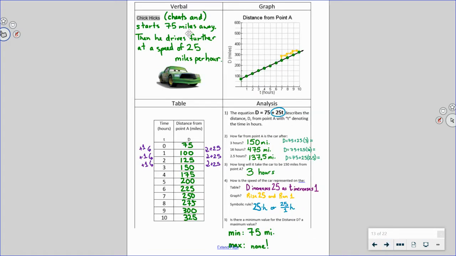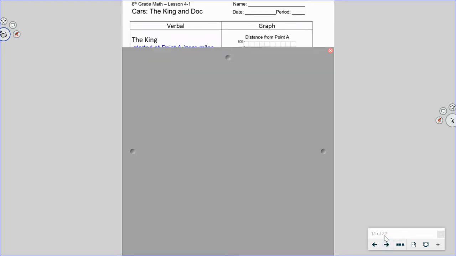Then we came about with that cheater, Chick Hicks, who had a head start, probably because he cheated, 75 miles away, 25 miles each hour. Already started 75 miles, then another 25 each hour. Starting at 75 miles, 25 each hour, and starting at 75, 25 each hour.